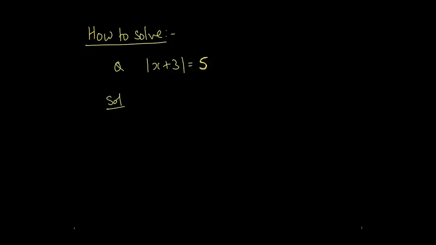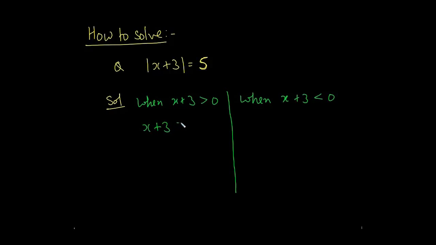To solve a question like this, we should take two possibilities. The two possibilities would be: one, when the number inside the bars is more than 0, and the second, when the number inside the bars is less than 0. So let's look at how to solve for both possibilities. When the number inside the bars is more than 0, the equation becomes x plus 3 equals 5, so we get x is equal to 5 minus 3, which is equal to 2.